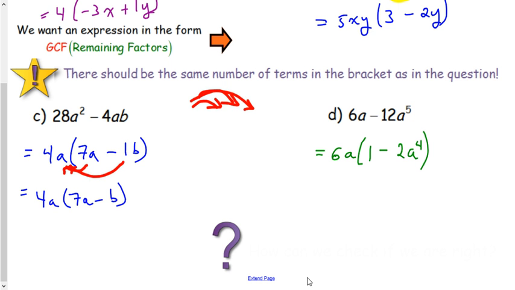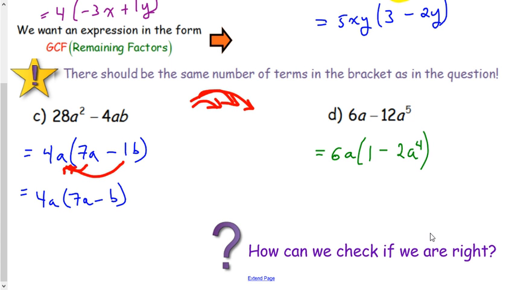Something to remember is this. How can we check if we're right? Well, here's what I would recommend if you're a little unsure if you got it right. Just expand by multiplying through the brackets. That's a great way to check.